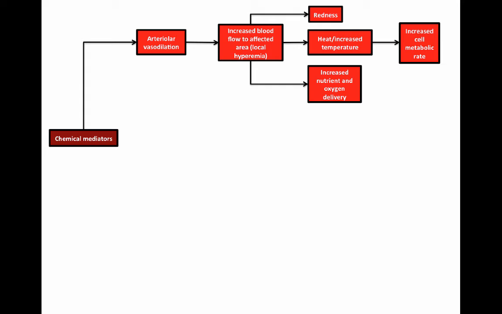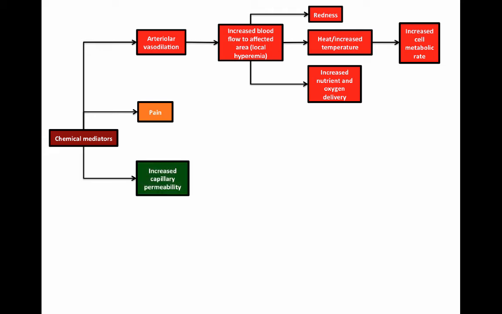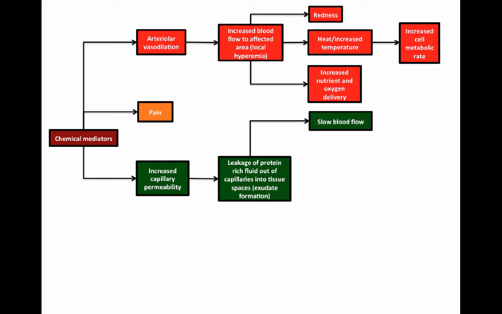The second effect of the chemical mediators is the generation of pain. The third effect is the increase in capillary permeability. This leads to a leaking of fluid, which causes formation of an exudate, or protein-rich fluid, into tissue spaces. Leaking of fluid slows down blood flow, and this allows leukocytes to cling to capillary walls, also called margination.